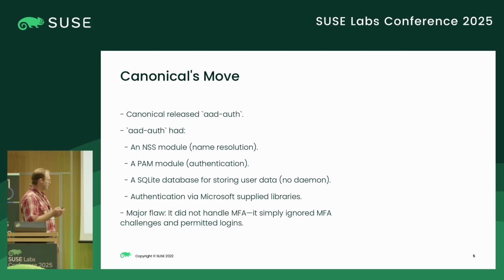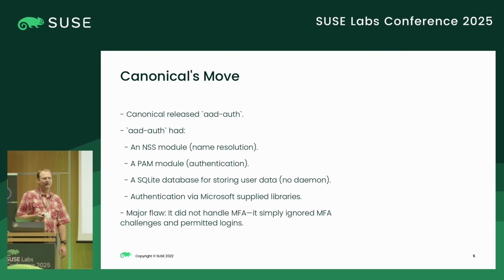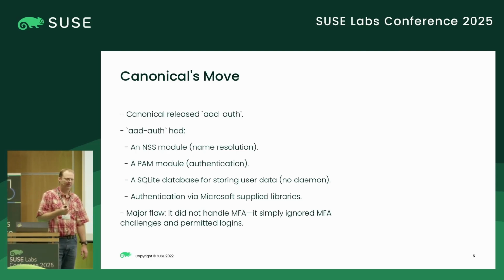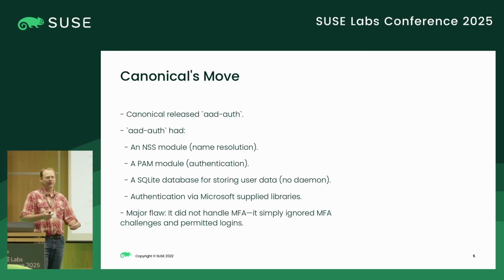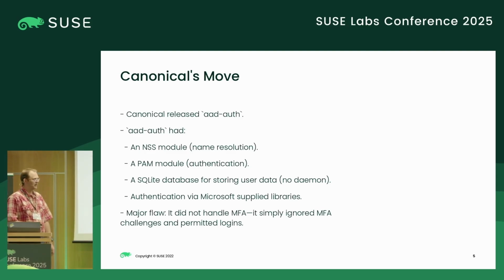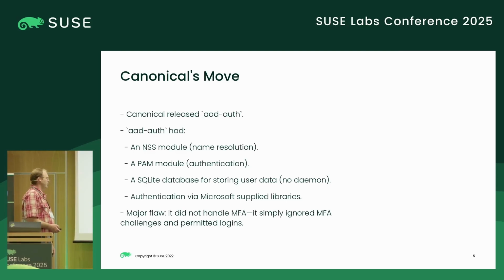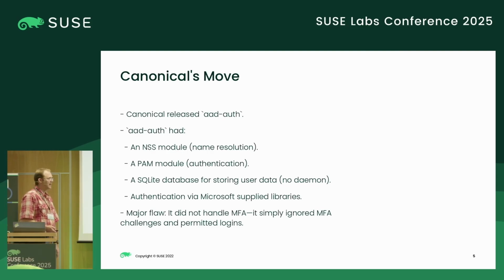Their AAD Auth was relying on Microsoft-supplied libraries that are open source. They do have some open source libraries for providing very basic authentication. It did have one major flaw, and that was that Microsoft would send an MFA demand when MFA was required, and Canonical's package would simply ignore the demand and let the user in. So they treated a demand for MFA as okay, we can go in, which was not a good idea security-wise. But of course, they weren't providing secure or single sign-on because they couldn't actually get the access tokens. So it wasn't breaching Entra ID per se, but it was allowing users to log in that should have provided MFA.